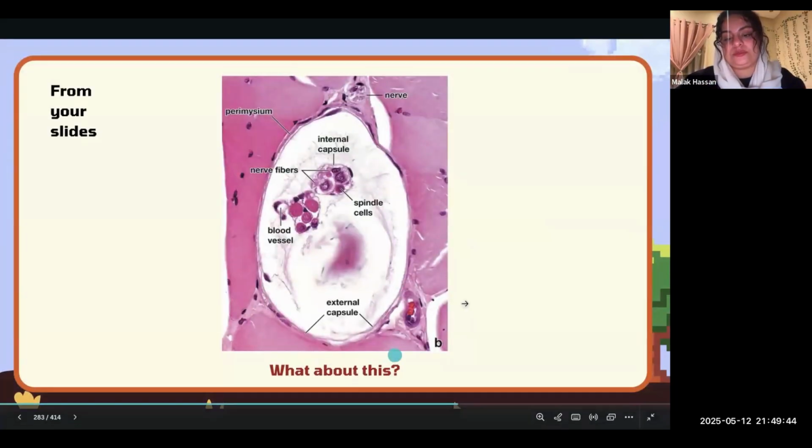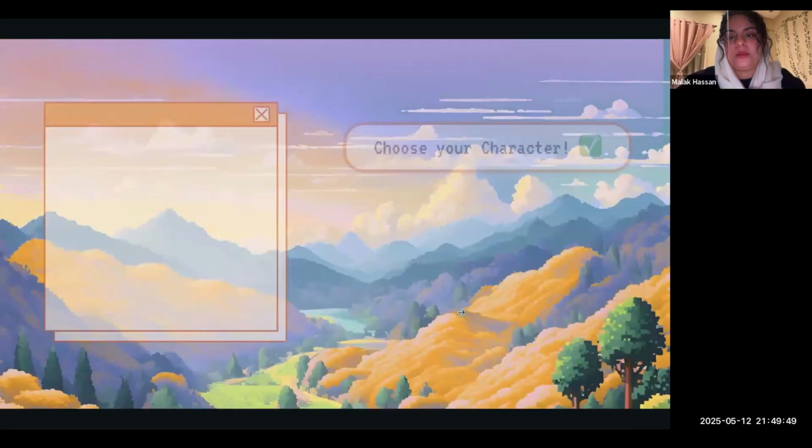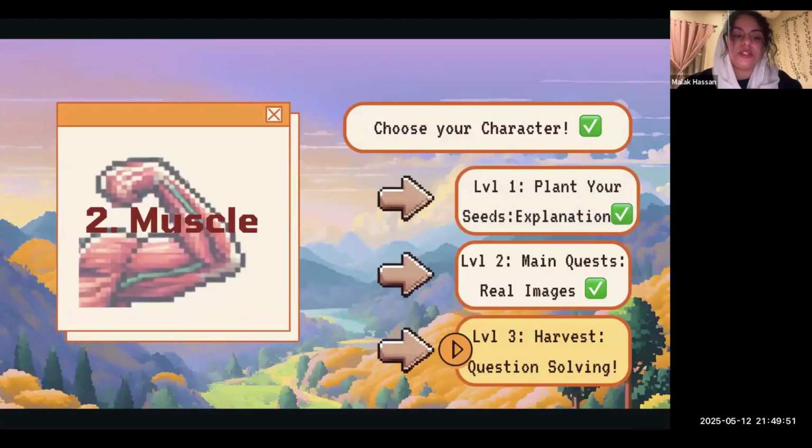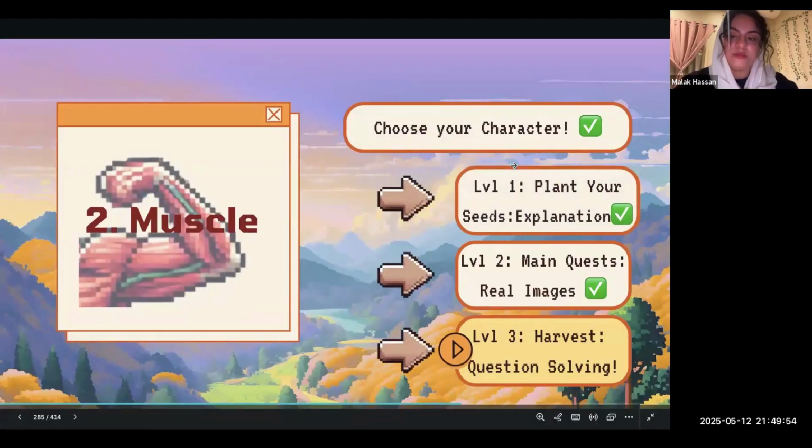Okay, what about this? This is easy. It's a muscle spindle. All right, so now we're done with the real images. Let's move on to question solving.